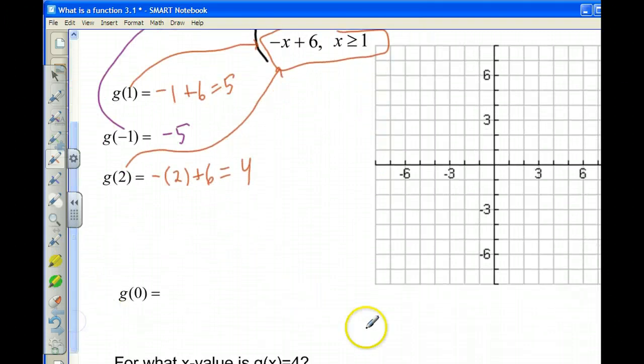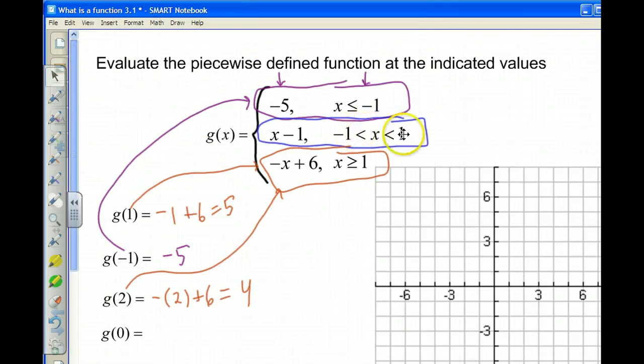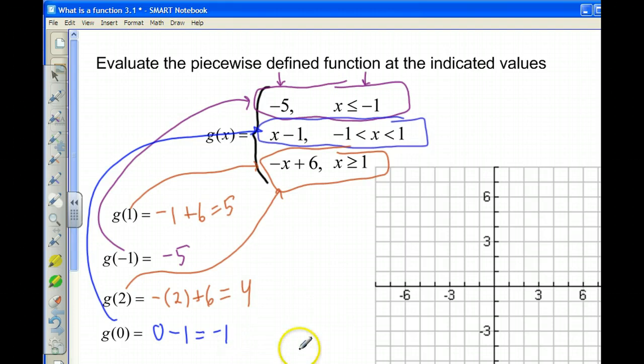And you can keep going there. Let's do one more at least here. So 0 is right in between negative 1 and 1. So on this one, if I plug into here, I get 0 minus 1, which is negative 1. And that's how you handle piecewise functions and plugging in defined function values.